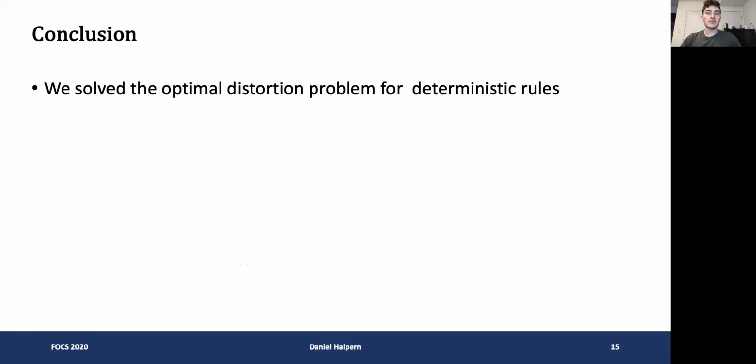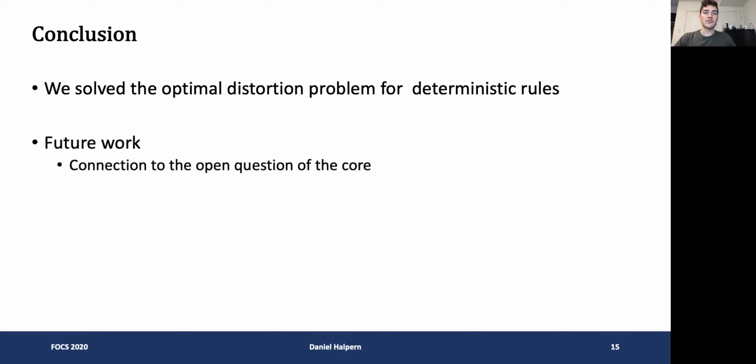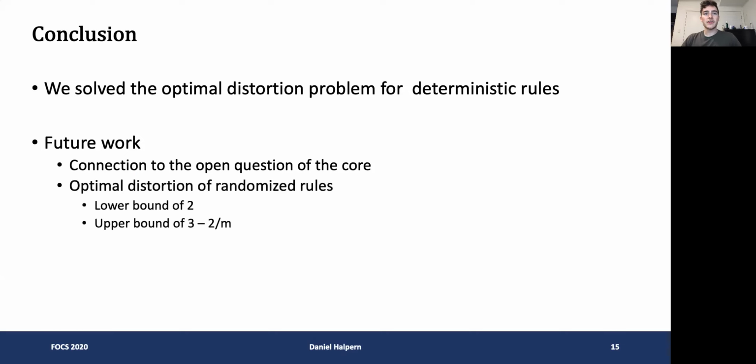So just to wrap up, in this talk and in the paper, we proved that the optimal distortion for deterministic rules was exactly 3. And as for some possible future work, as I mentioned, there's the connection to the open question of the core using the generalized ranking matching lemma. But there's also some interesting questions in the realm of randomized rules. So we proved this optimal distortion for deterministic rules, but it's possible that randomized rules can improve. The lower bound there is only a lower bound of 2.